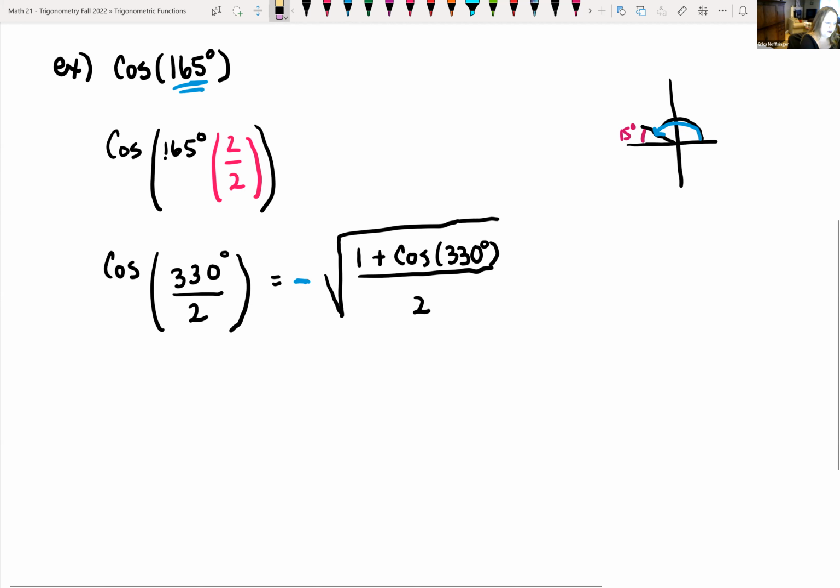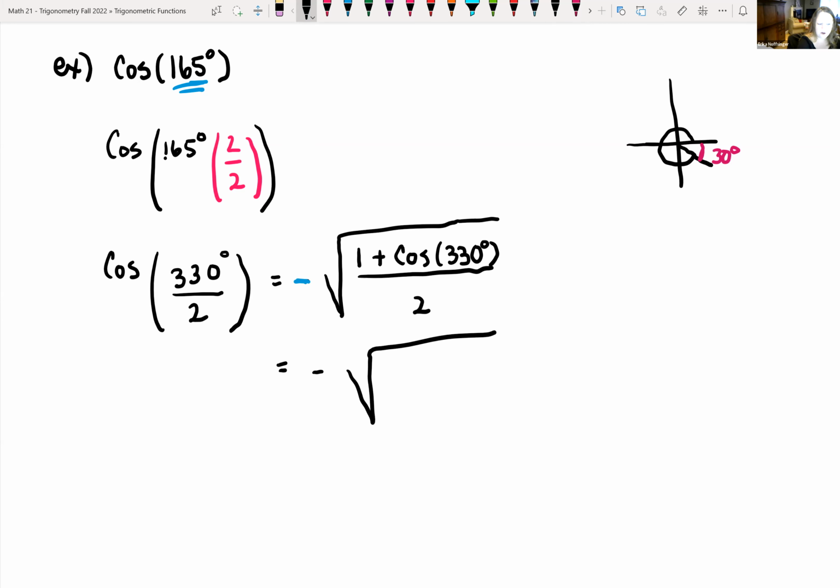And so now let's evaluate what cosine of 330 degrees is. And 330 degrees, that's going to get us into the fourth quadrant. We're going to have a reference angle in here of 30 degrees. Cosine of 30 degrees is root 3 over 2. And cosine in the fourth quadrant is positive. So we have 1 plus cosine of 330 degrees, which we just said was root 3 over 2, divided by 2.